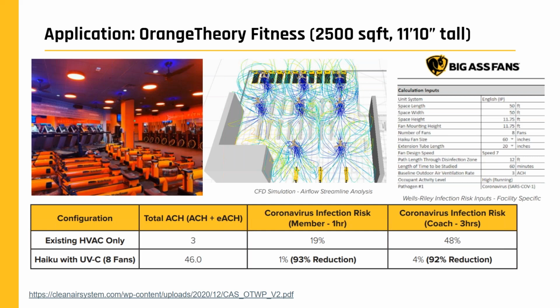Orange Theory Fitness is a company that has absolutely harnessed air disinfection as a differentiator from their clubs to their competitors. In this example, with the 8 Haiku UVC we installed in this application, we were able to achieve a total ACH of 46. So remember back in the slides earlier, hospital operating room is 24. We are damn near double a hospital operating room as it pertains to pathogen ventilation. 93% reduction in the risk of coronavirus transmission for a member.